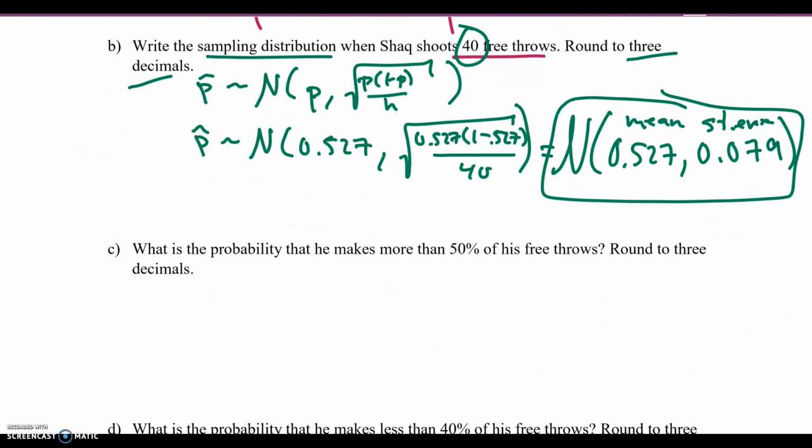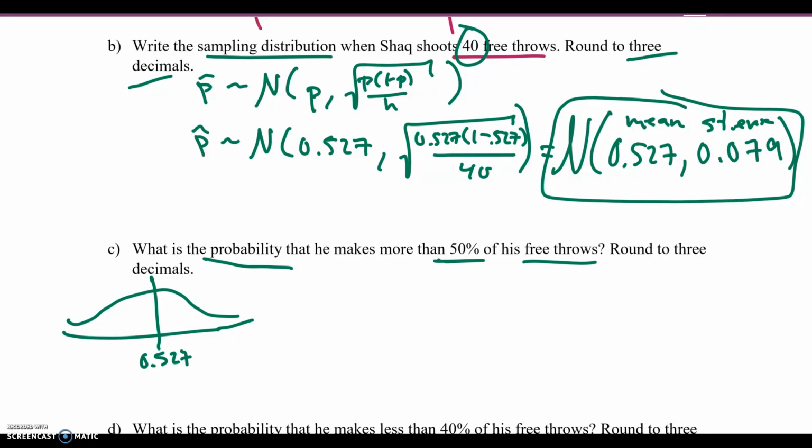Part C is saying, what is the probability that he makes more than 50% of his free throws? So now we're going to be using the thing that we found in part B. We're going to draw this normal curve because I know that this is normally distributed. The mean in this case is going to be 0.527 because that's what we just figured out. And we want to find the probability that he makes more than 50% of them. So 50% is just 0.5, so this is going to be right below it. So this is 0.5.